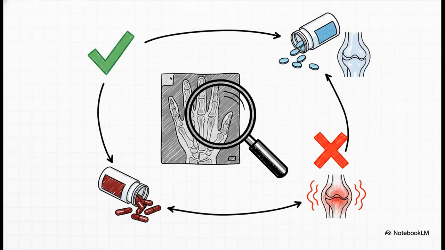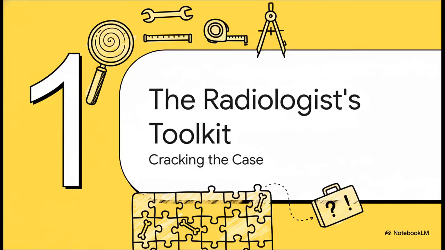And that's because you can't treat the suspect until you've identified them. The treatment for one type of arthritis might be completely useless or even harmful for another. So the radiologist's job is to find those specific, tiny clues in the image that point to the right diagnosis, which then leads to the right treatment for the patient. So how do they do it? How does a radiologist crack the case? Well, it's not guesswork, that's for sure.